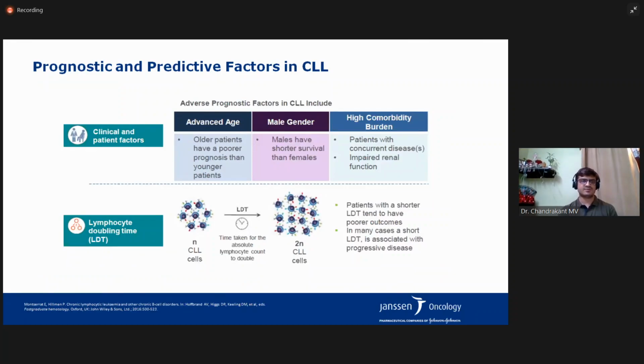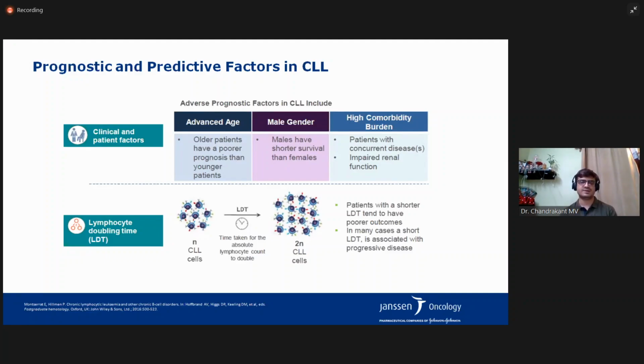So what are the prognostic and predictive factors in CLL? Very important is age. Older age has a poor prognosis because of associated comorbidities. Males have a shorter survival, and a high comorbidity burden also imparts poor survival. Very important is the lymphocyte doubling time.